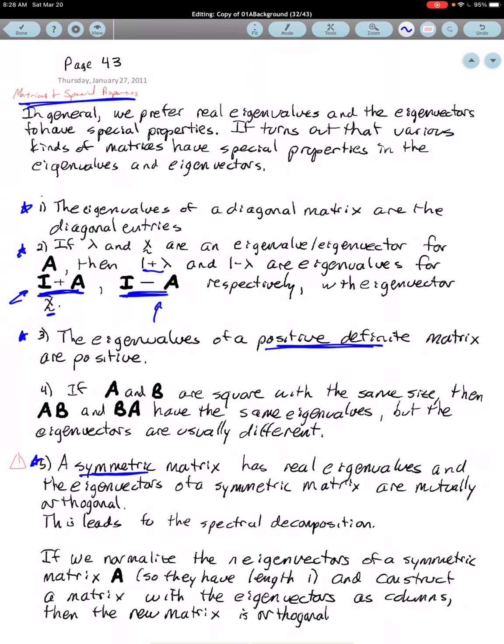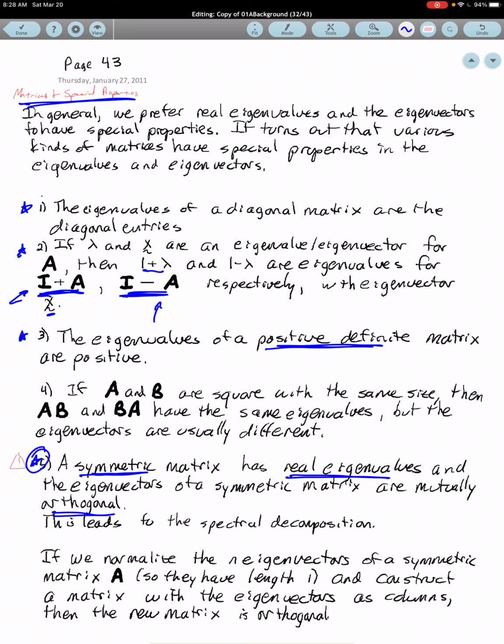It says that if we have a symmetric matrix, then its eigenvalues are going to be real. And furthermore, the eigenvectors of a symmetric matrix are mutually orthogonal. So if we start off with a symmetric matrix, if it's n by n, we're going to end up with n real eigenvalues. We don't have to worry about any complex eigenvalues. Furthermore, the eigenvectors are orthogonal to one another, and that's really nice.